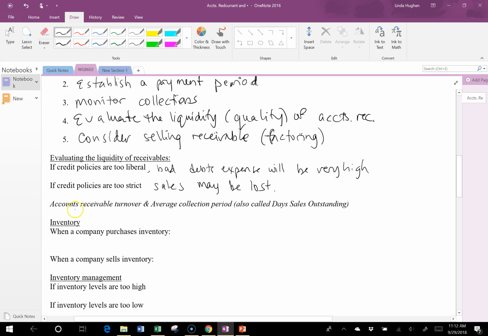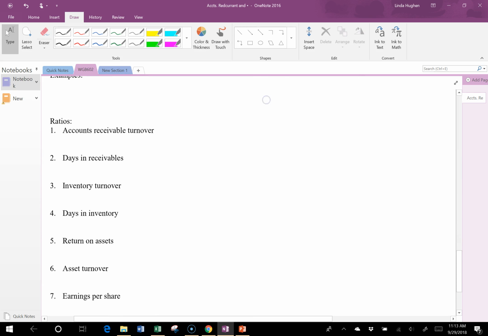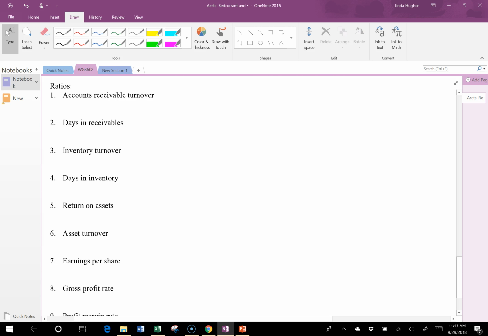Next, we're going to go down to our ratios for evaluating the liquidity or quality of accounts receivable. We have two here, accounts receivable turnover and the average collection period. I wanted to put all my ratios down together here, so we're going to just go back and forth as we need to. So, two measures of looking at accounts receivable quality. Accounts receivable turnover. Well, what drives receivables? Accounts receivable are caused by one thing. They're caused by credit sales.